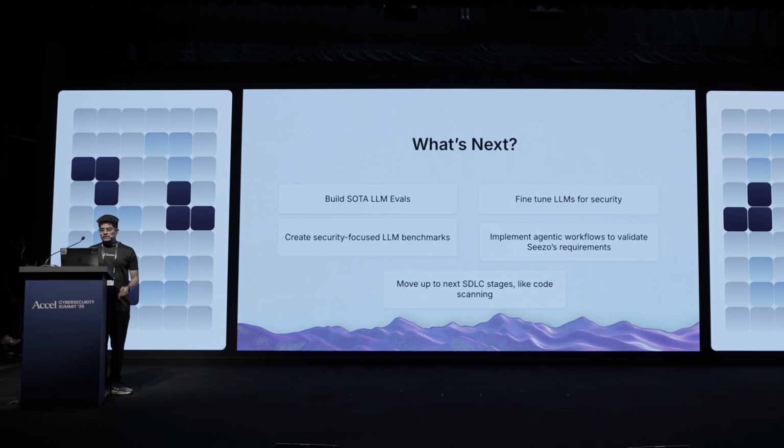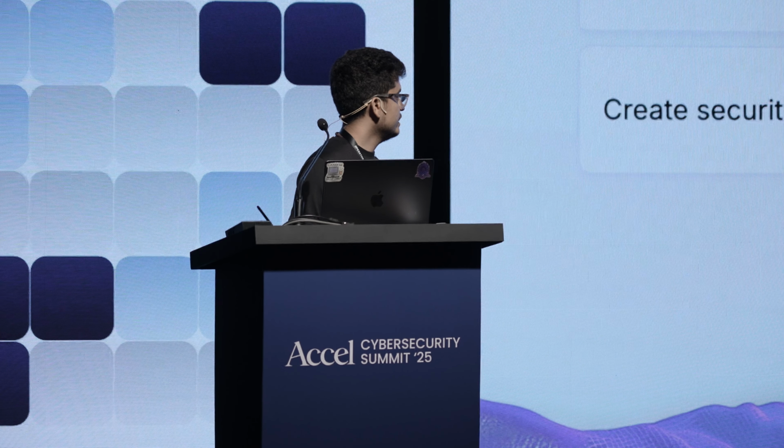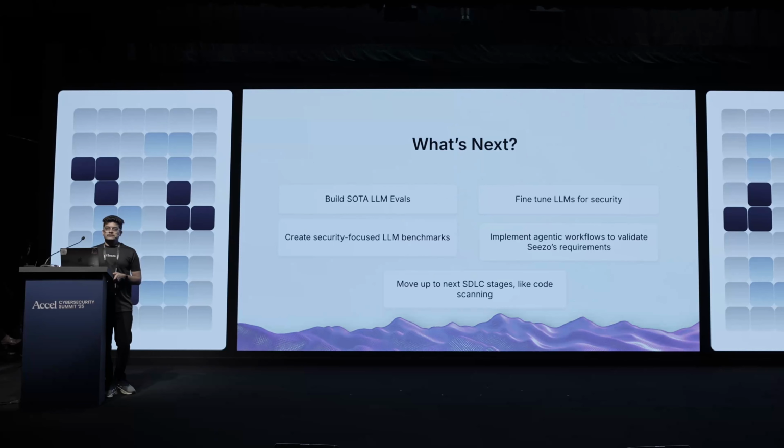We also want to fine-tune LLMs for security for specific use cases like finding deduplication or classification, and create security focused LLM benchmarks, like how are we doing on code reviews, how are we doing on design reviews. We want to implement agentic workflows. We talked about a requirement like encrypt customer data that is stored in the database, but agents can also go and verify whether that data is already encrypted or not. We're trying to add that. Lastly, we're trying to move to the next stages of the SDLC, not stopping at the design stage but going to code, deployment, and maintenance, and ensuring entire end-to-end AppSec is secured.